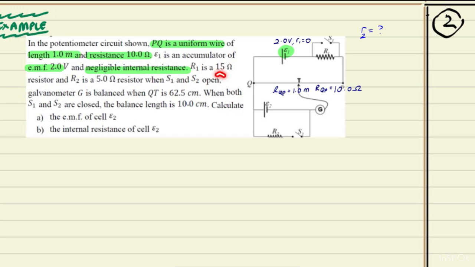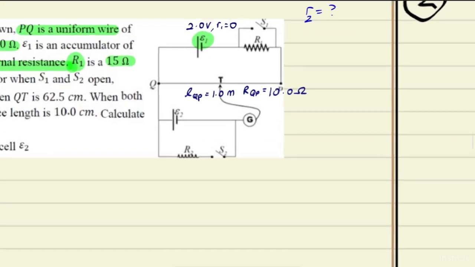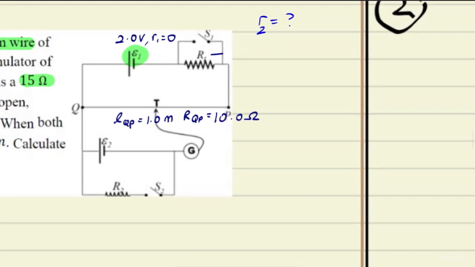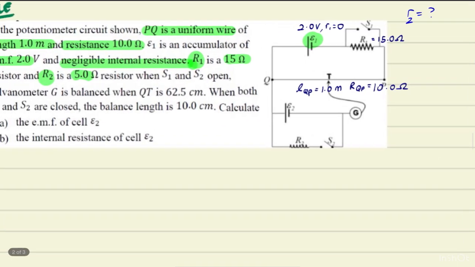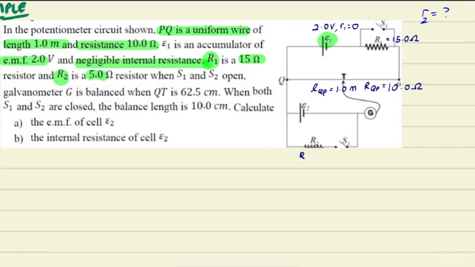R1 is a 15 ohm resistor, and then we have R2 down here, which is a 5 ohm resistor.